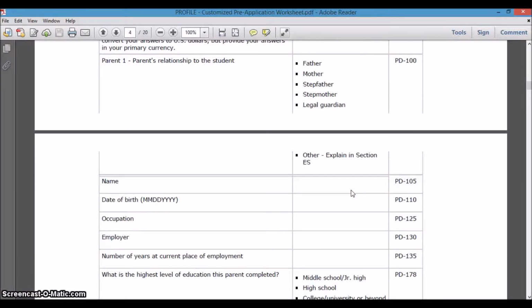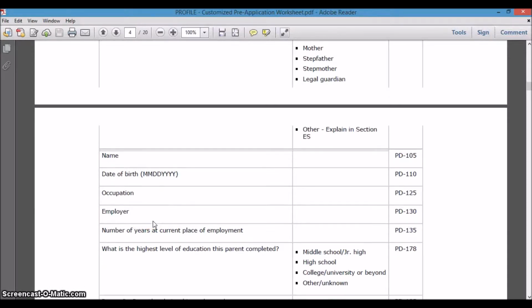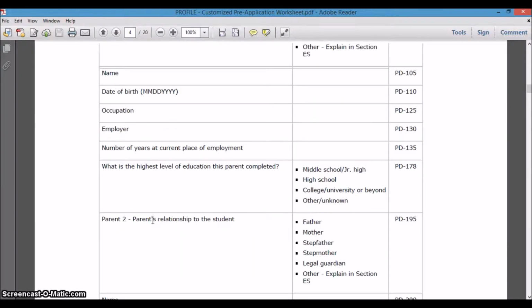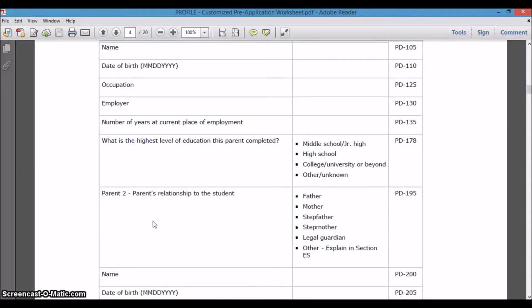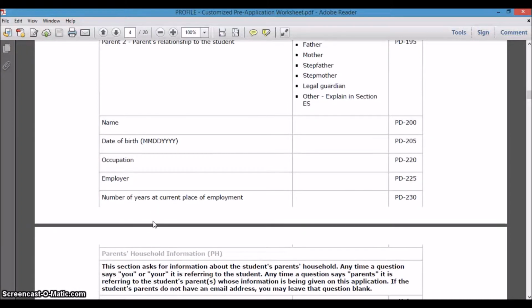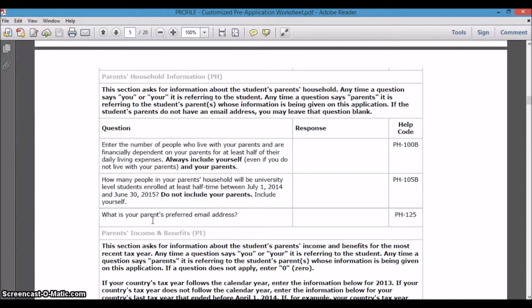After that, you have to answer respective questions for that person, such as their date of birth, their occupation, their employer, and the number of years they've been employed or they've been in that current position, and the highest level of education completed. You will fill this out for your parents or your stepfather, stepmother, or any other legal guardian. Yeah, so after that you will move on to the parents' household information.